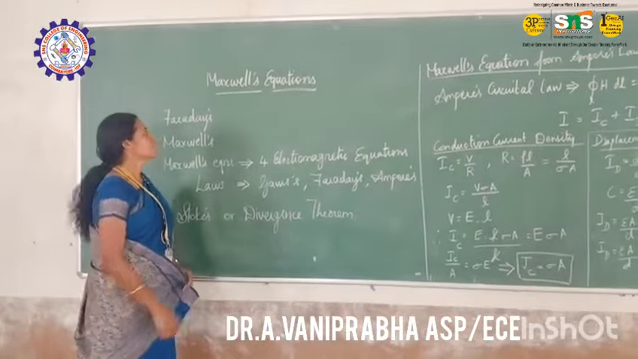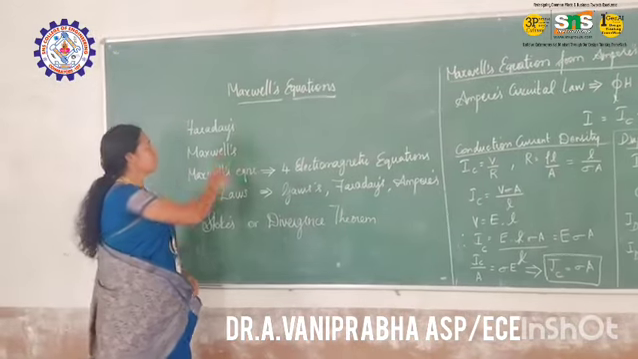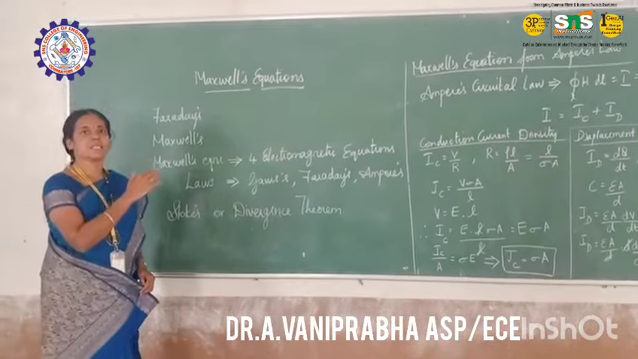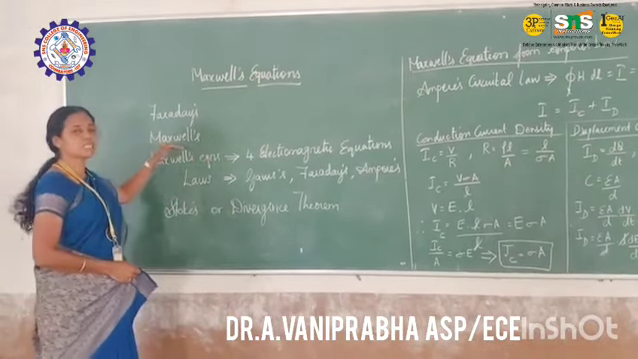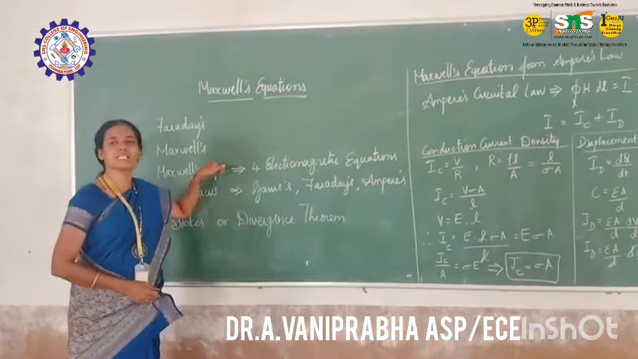Good evening students. Today we are going to discuss Maxwell's equation. Before starting the derivation, we will look into Faraday's statement. What did Faraday state? He stated that an electric field can be produced by a changing magnetic field, whereas Maxwell's concept describes that a magnetic field can be produced by a changing electric field.